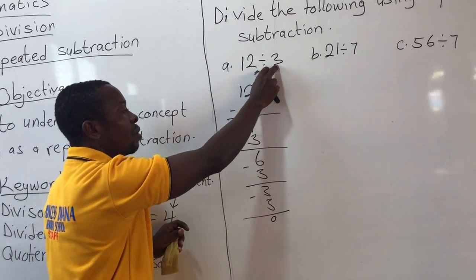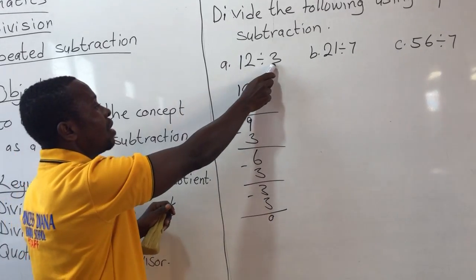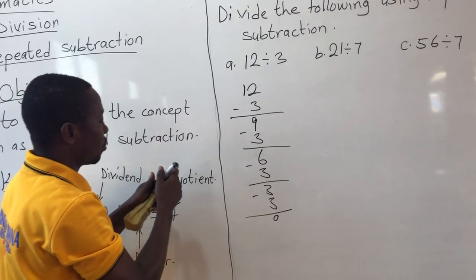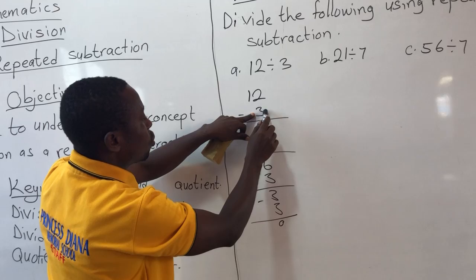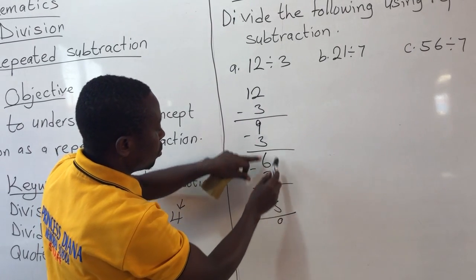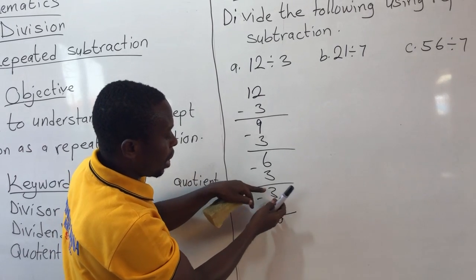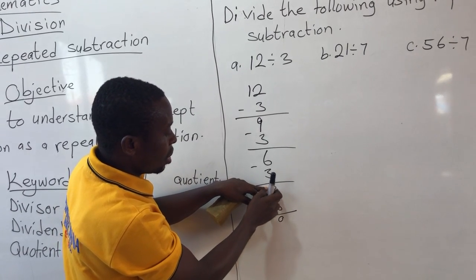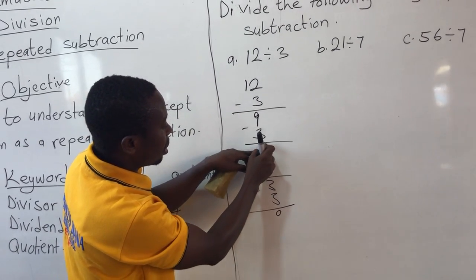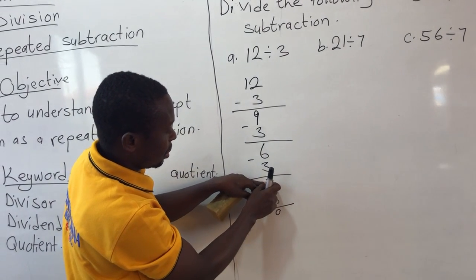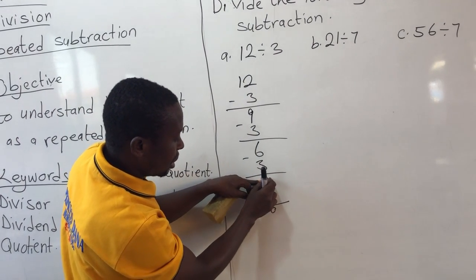Now we count the number of times we subtract the divisor from the dividend. This is the first one we subtract. So 1, 2, 3, and this is the 4. Don't say this is 2, 3. This one is the remainder of 6 minus 3, and we subtract this 3 from this.